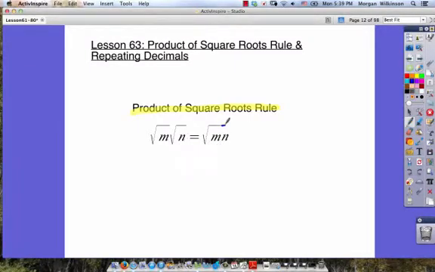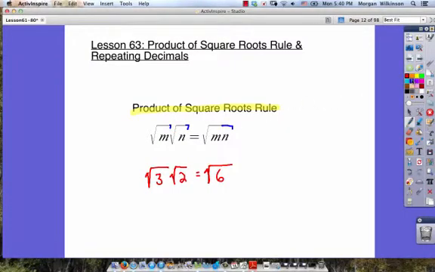Now I like to take my square root bar and make a little hook on the end of it so that we know that's where it ends. You can do that if you like. An example of this product of square roots rule would be the square root of 3 times the square root of 2. Well, that must be equal to the square root of 3 times 2. That's 6.